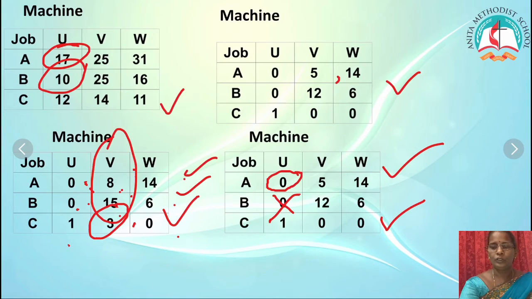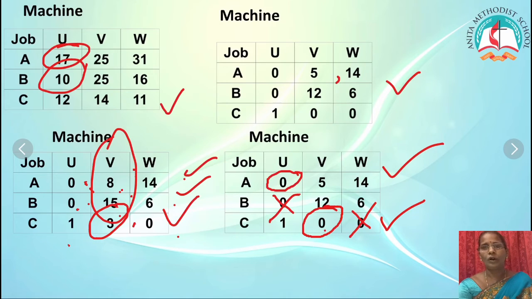Now I move on to the columns. The second column has exactly one zero. Therefore, I am going to mark this. When you mark in the second column, that assignment, the other zero you have to strike out. So I made two assignments now.